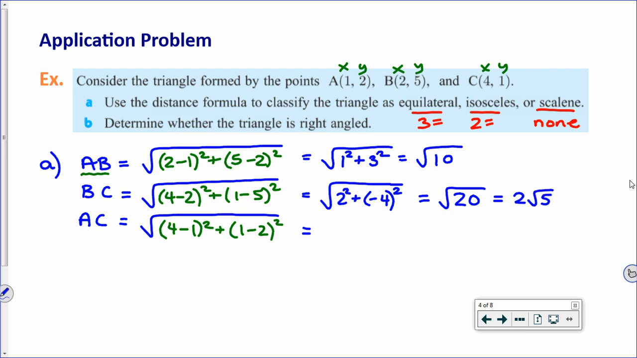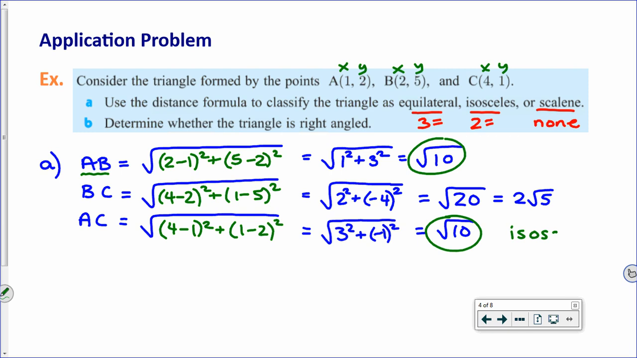And then AC. So the square root of 3 squared plus negative 1 squared, which is 9 plus positive 1, so the square root of 10. So I see that because I have two sides the same, I can conclude that this is an isosceles triangle. And then it asks me in part B to determine if it's a right triangle or not.